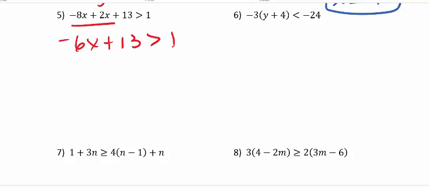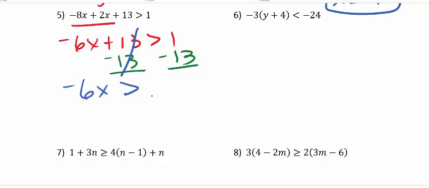Now we're trying to get x by itself, so we're going to have to move that 13, and we subtract 13 from both sides to do that. The 13 minus 13 goes away, and we get a negative 6x is greater than, and then 1 minus 13 is going to be a negative 12.